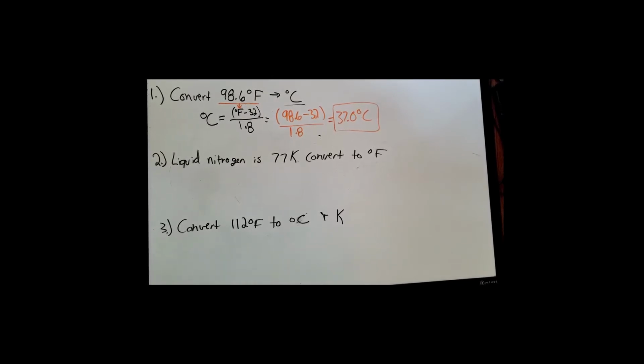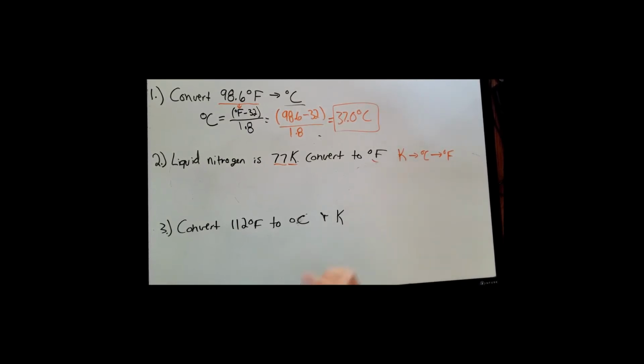Liquid nitrogen is 77 Kelvin. We're going to convert to degrees Fahrenheit. So this one is a little more complex than it looks, because if you look at your equations, you'll notice that you don't have one that goes directly from Kelvin to Fahrenheit. So it's going to be a two-step problem. We're going to go from starting at Kelvin, because that's the number they gave us, then to degrees Celsius. Once we're in degrees Celsius, we can then go into degrees Fahrenheit.